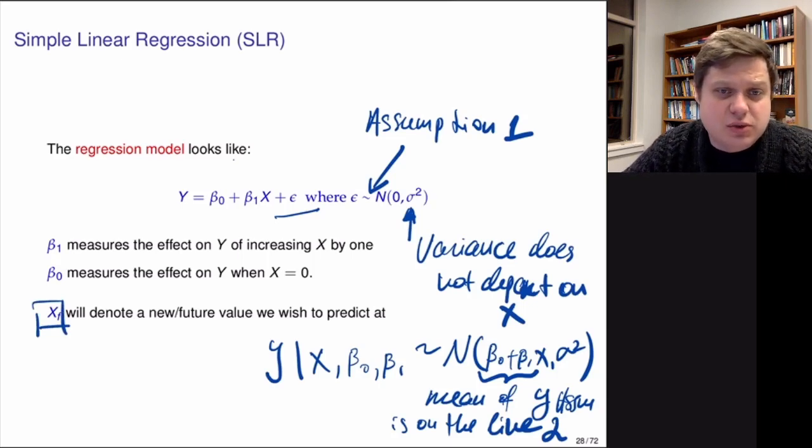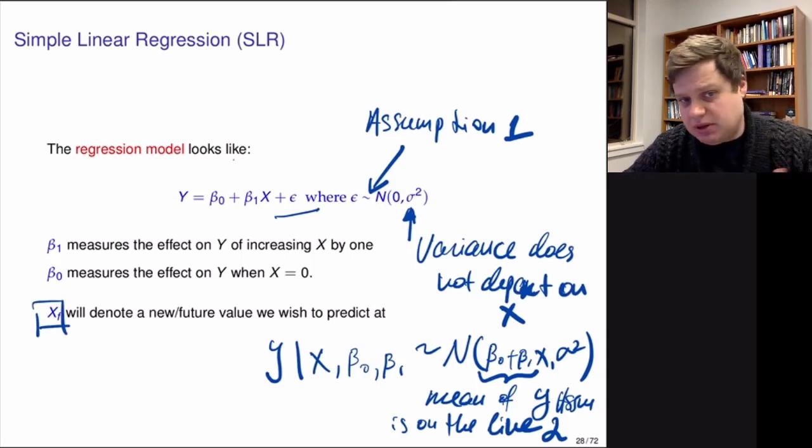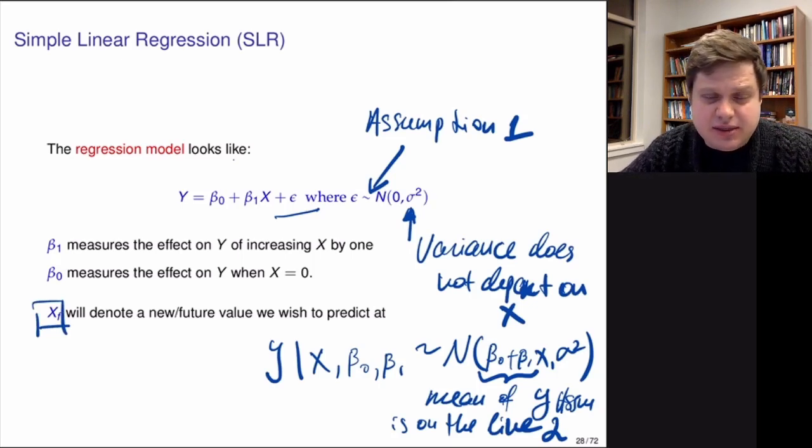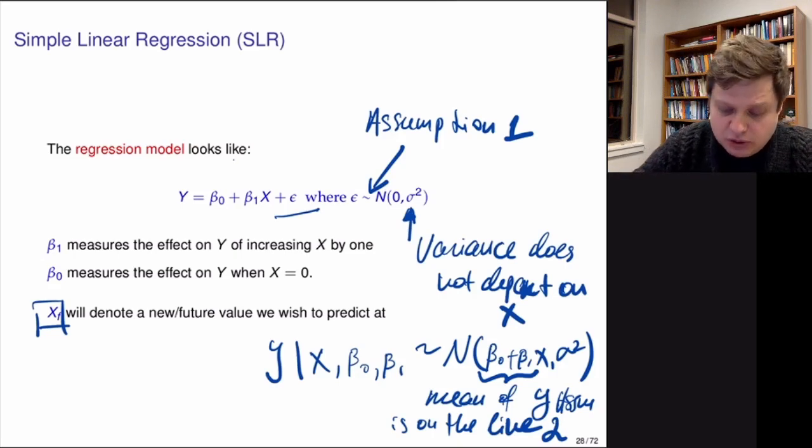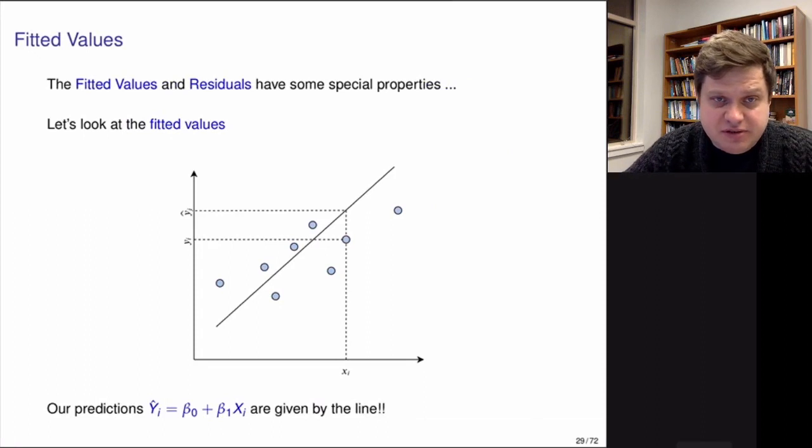All right, and for future reference, we're going to introduce this new notation xf, meaning x future, and this will denote a new or future value we wish to predict at. So we're going to build the model given some data set, and then we want to predict the value of y for some value xf, which the model hasn't seen before, so that's some new value, and we're going to do the prediction for that specific value.